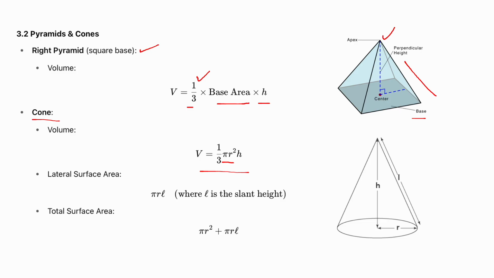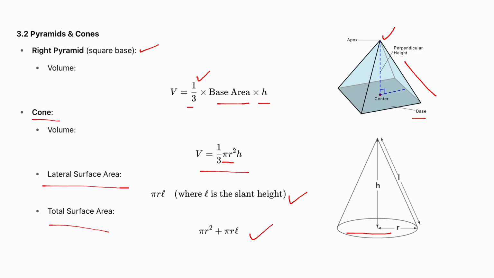Now coming to surface areas, the cone has two parts. The first one is the lateral surface area, which wraps around the side, and then the total surface area, which includes this lateral area along with the area of this circular base. So by just putting numbers in these formulas, you can find out both. Lateral surface area is given as pi r times L, where L is called the slant height.